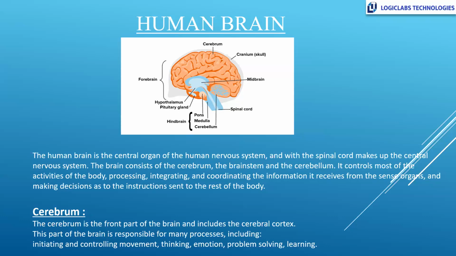The brain mainly consists of the cerebrum. Okay. Next is the brainstem, or the medulla, and then the cerebellum. This is the cerebellum. Okay. The spinal cord is also made up of nerves.